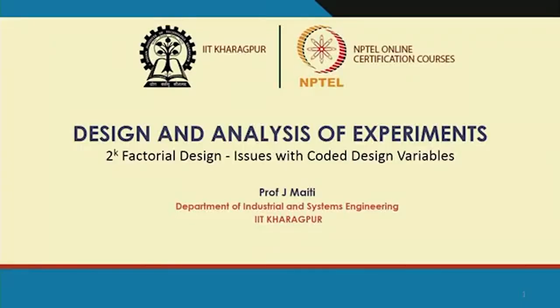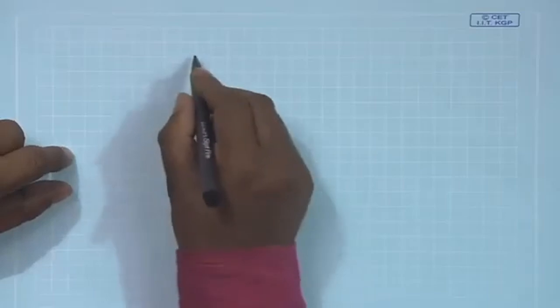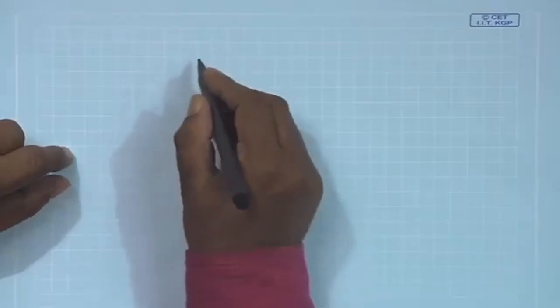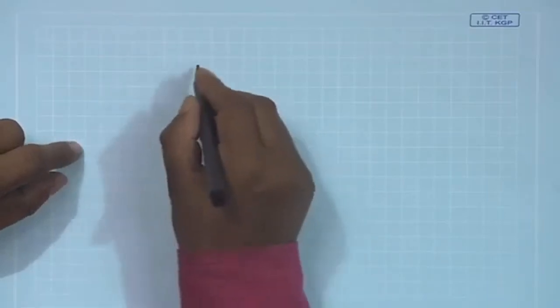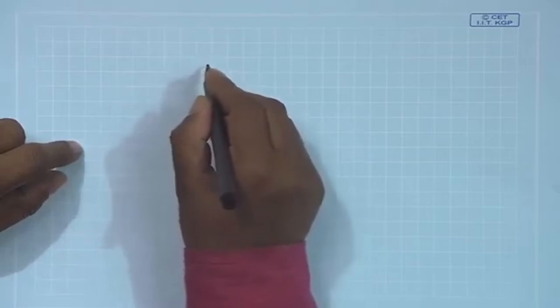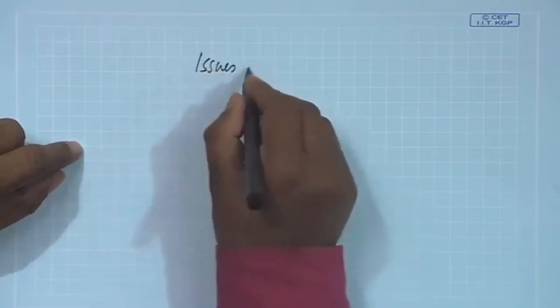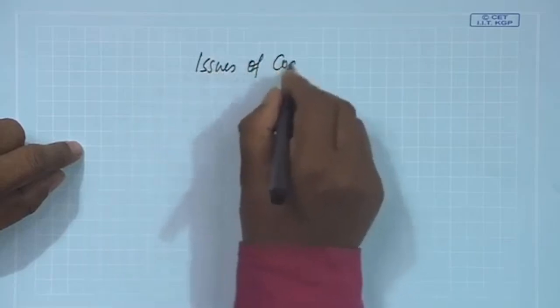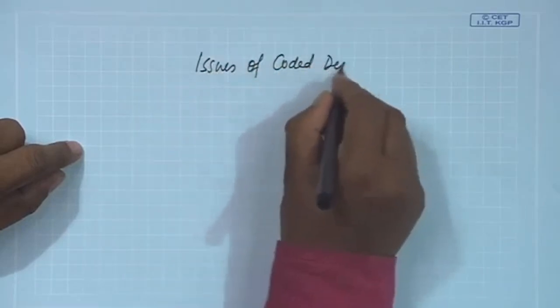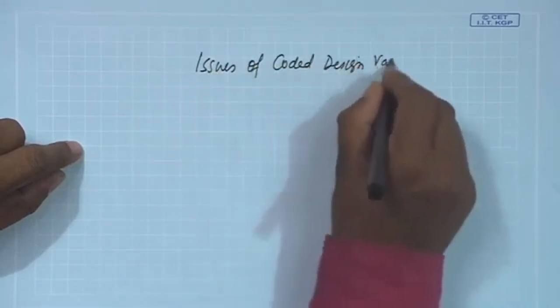Welcome. So we will resume the 2 to the power k factorial design. Today we will discuss a special thing, that is the issues related to coded design variables.